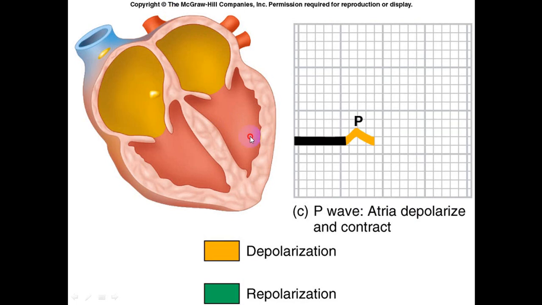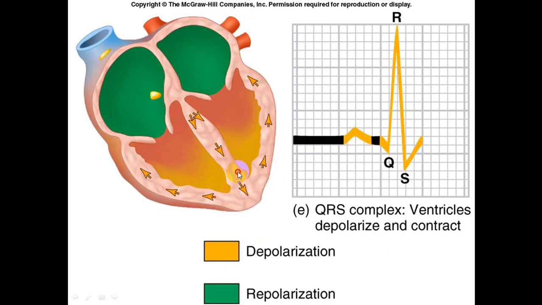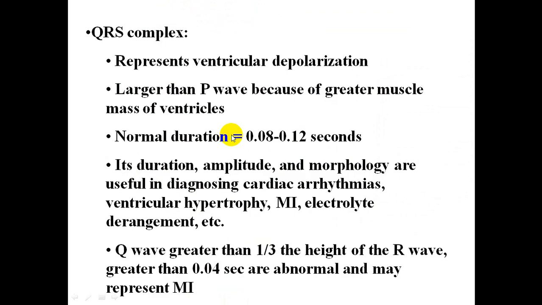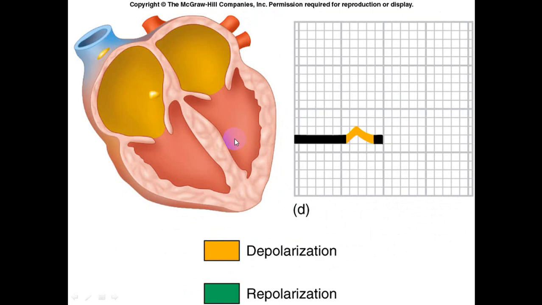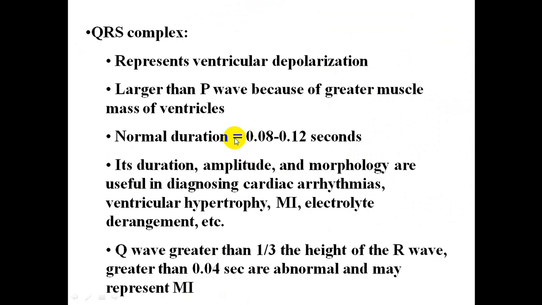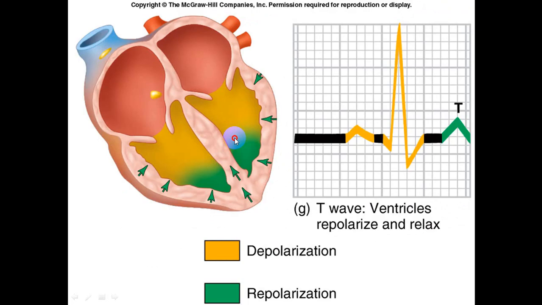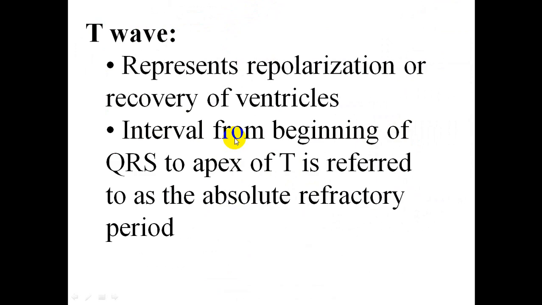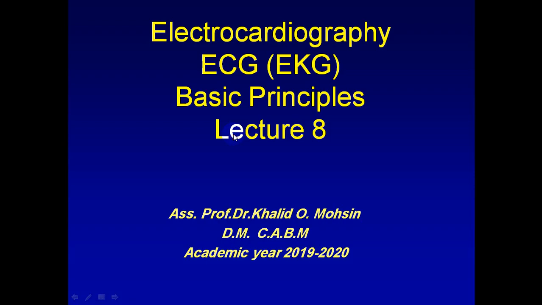wave, and this is the P wave, the depolarization of the atria. While the depolarization of the ventricle gives the QRS complex. And we discussed this interval and the other waves, segments, and intervals. This is the ECG.